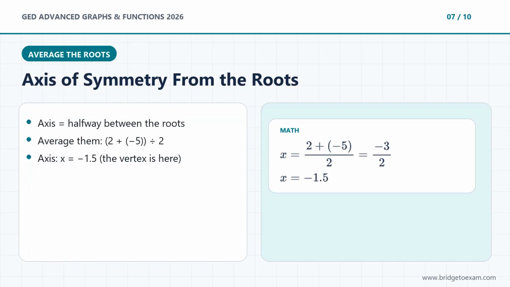The axis of symmetry is the vertical line exactly halfway between the two roots. So to find it, just average the roots. With roots at 2 and -5, we add them and divide by 2. 2 plus -5 is -3, divided by 2 is -1.5. The axis of symmetry is x = -1.5, and the vertex sits right on it.